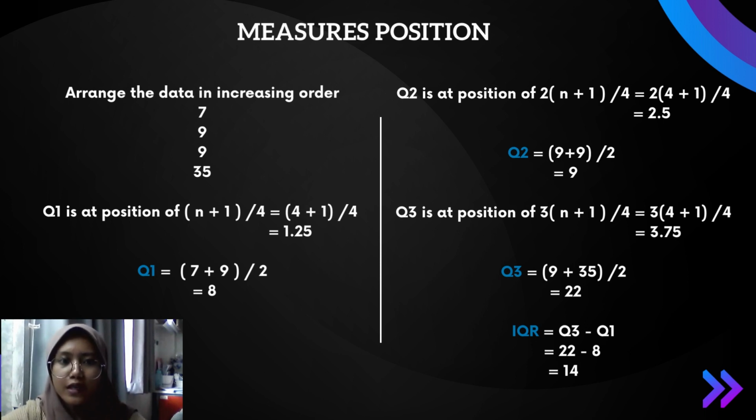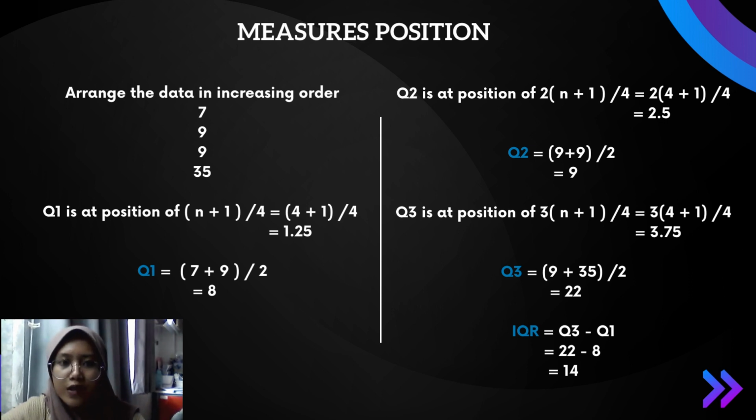To find the quartiles, we first sort the data in ascending order, so we start with 7, followed by 9, 9, and the last one is 35. To find the first quartile position, we use the formula (n plus 1) divided by 4. So we get position 1.25, which is between position 1 and position 2. The value at position 1 is 7 and the value at position 2 is 9. So we sum both values and divide by 2, and we get 8. So the first quartile is 8. We also apply the same formula to quartile 2 and quartile 3, as shown in this video.